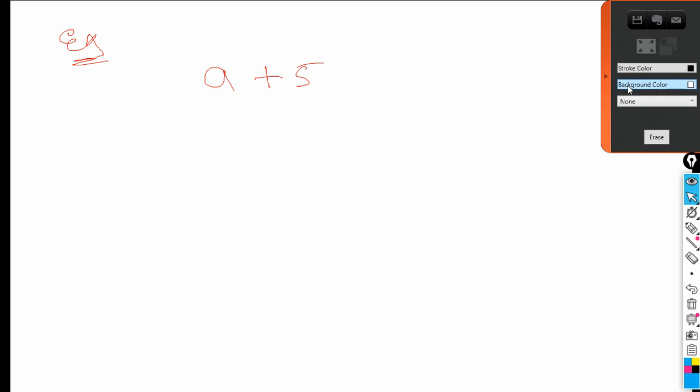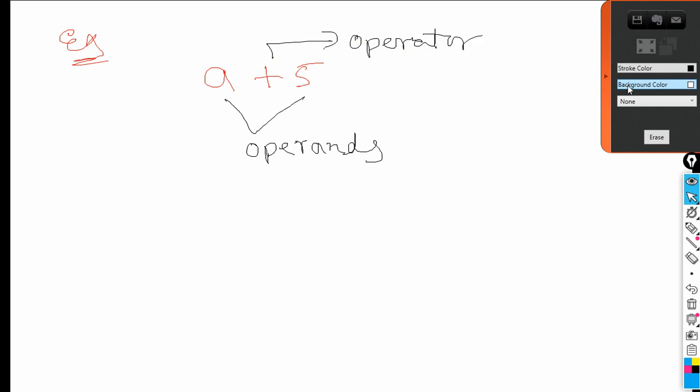Here I am going to explain an example about operator. So a plus 5, I am saying. So what is this a and 5? This a and 5 are called as operands, and plus is called as operator. So what is this plus operator doing? This plus operator performs addition operation on these two operands.